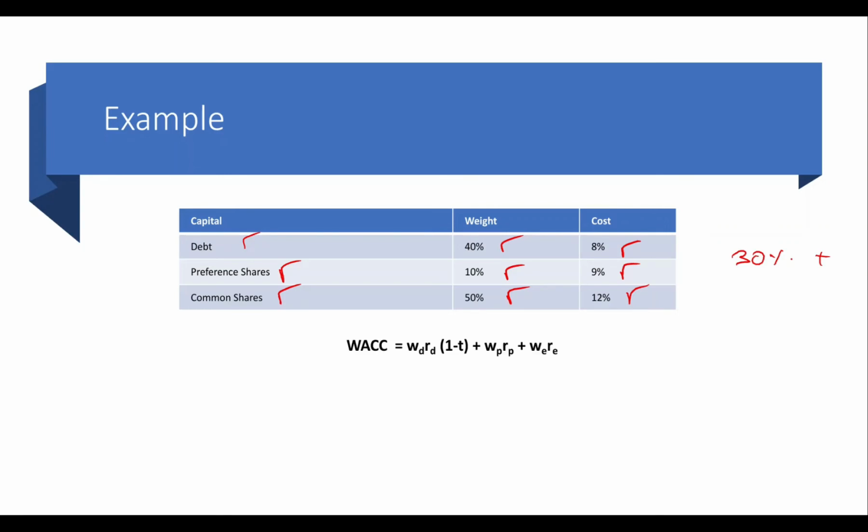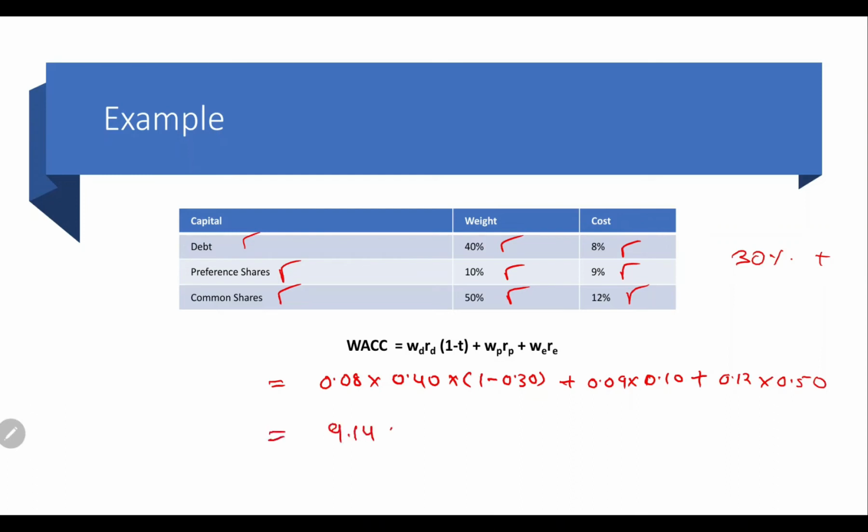So we can calculate the WACC of the company using this formula. We take the cost of debt, which is 8%, multiply it by its weight, which is 40%, and adjust the same for the impact of tax, which is 1 minus 0.30, plus the cost of preference shares, which is 9%, multiplied by its weight, which is 10%, plus the cost of common shares, which is 12%, multiplied by its weight, which is 50%. When we solve this, we get the value of WACC at 9.14%. You can always pause and do the calculations for yourselves.